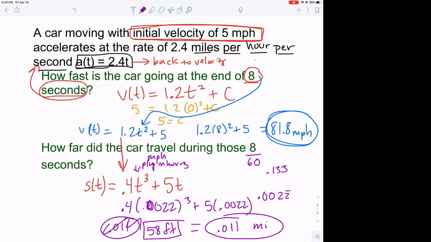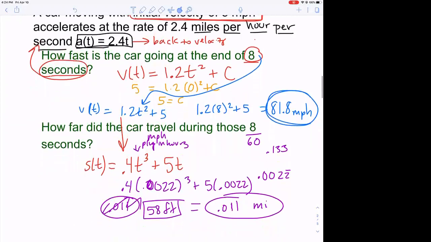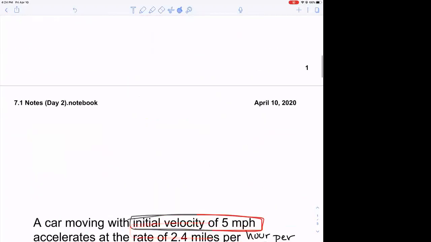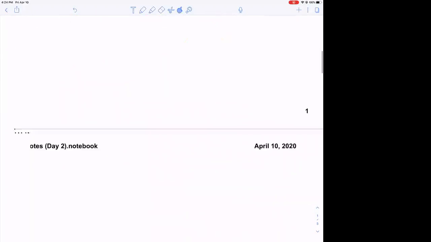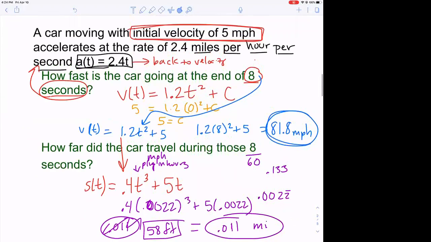But the main thing I wanted you guys to get out of that page is that going backwards from acceleration gets you velocity, and backwards from velocity gets you position. With this stuff and the thing we did yesterday, we have really covered the most important part of this section.